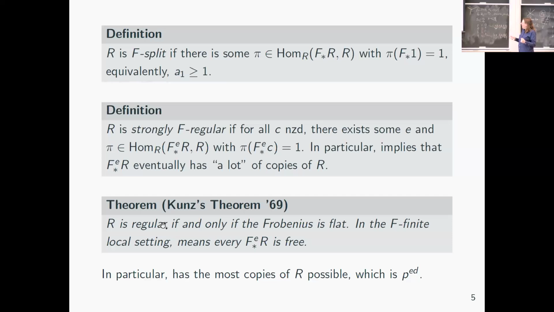And in our setting, we can state Kunz's theorem as: this ring R is regular if and only if every single one of these F star ERs is legitimately a free module, which of course means it should have the most free copies of R possible. And it turns out you can compute that this maximum number of copies possible is p to the ed. So that's where that denominator was coming from in our definition. That's why we chose it. This is really the maximum number.